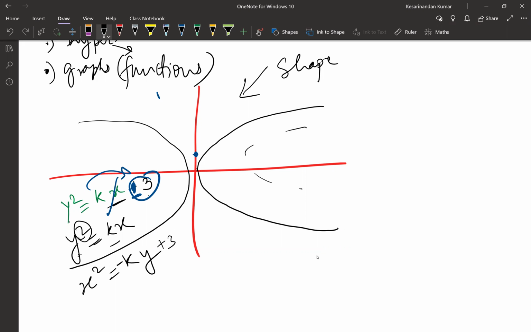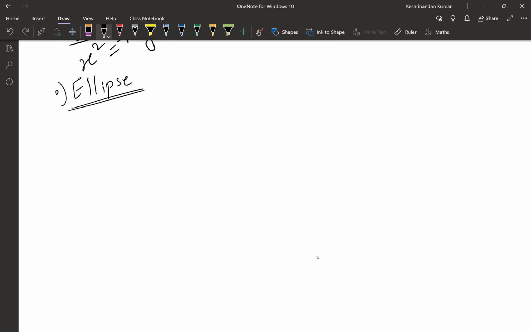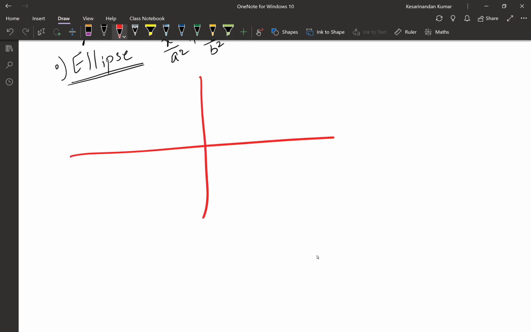Okay, let's move forward. So with this done, we will have our ellipse. Ellipse ka common equation is x square by a square plus y square by b square is equal to 1. You don't need to remember the equation, it's just for knowledge. It's not asked or it won't be asked. If this is your ellipse, this is how your ellipse will be.